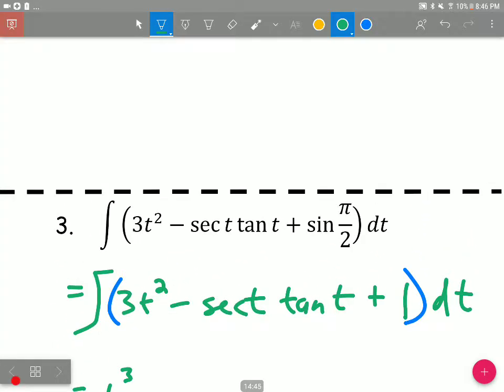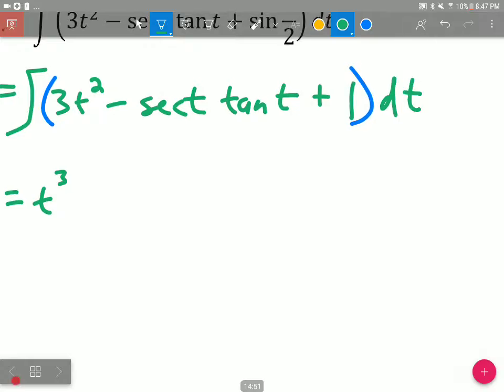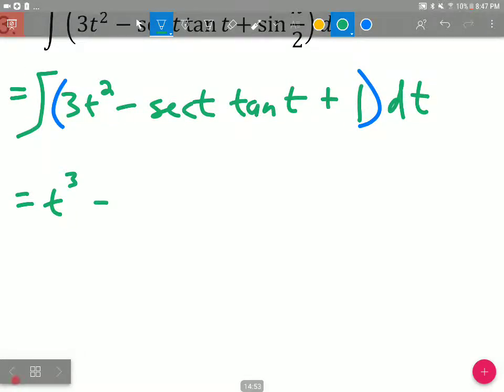So again, 2 plus 1 is 3. That's t cubed. Secant t, tangent t. I have to go look at that. Secant tangent is secant x. So that would be minus secant x? Yeah, so secant t. Well, it's x up there, it's t down there, plus t plus a constant.